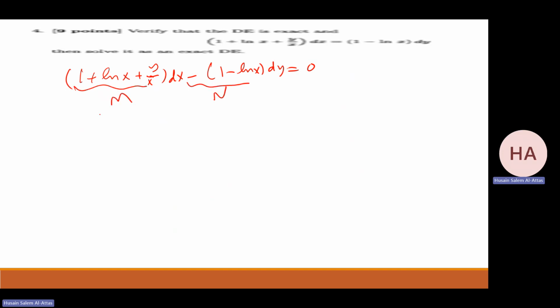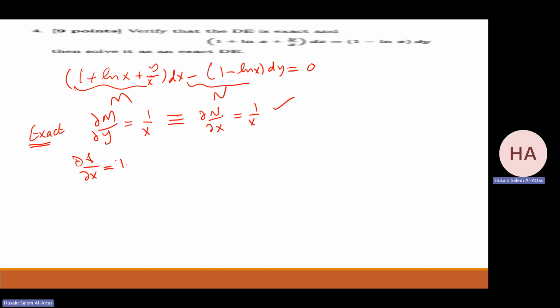Okay, so first I need to rewrite it. That will be 1 plus ln x plus y over x dx minus 1 minus ln x dy equals 0. So this is my m and this is my n. Partial m with partial y to check, we said verify, will be 1 over x. And partial n with partial x will also be 1 over x. So it's exact. To solve, I have partial f with partial x.